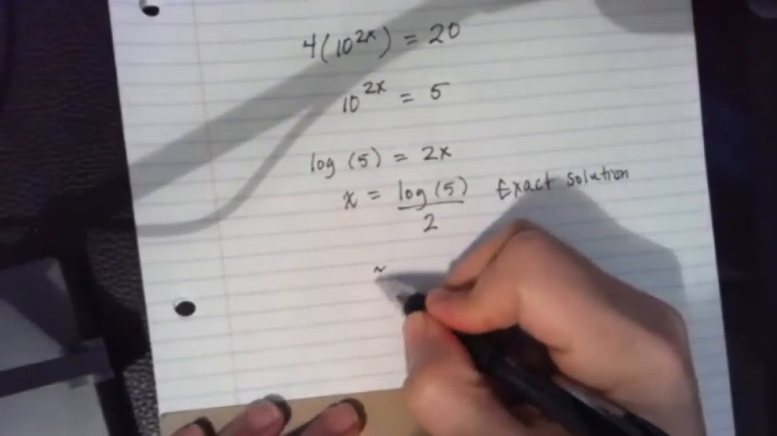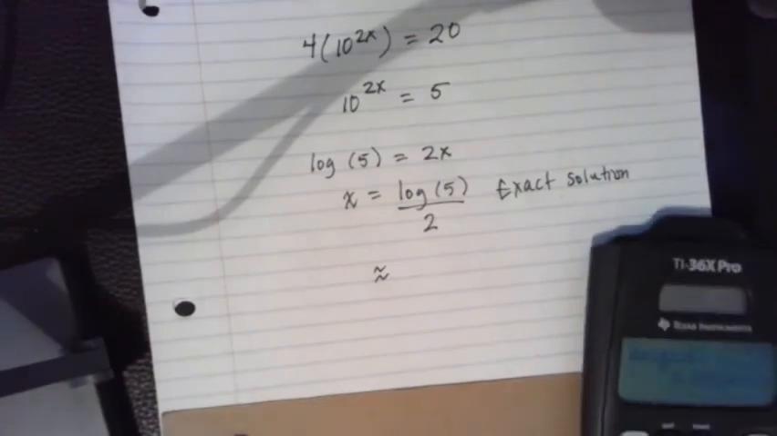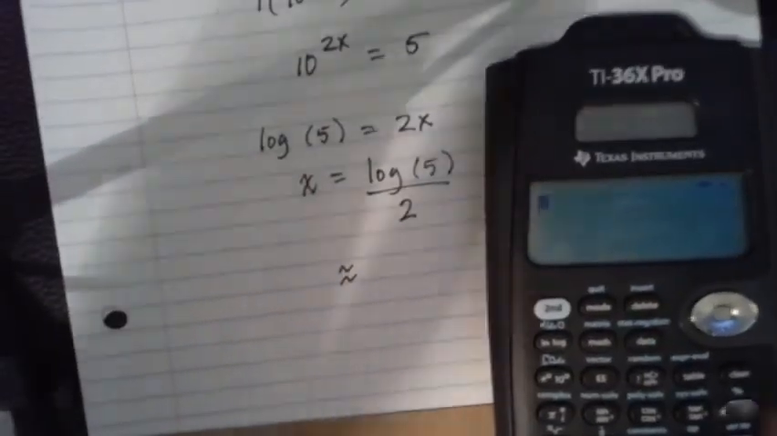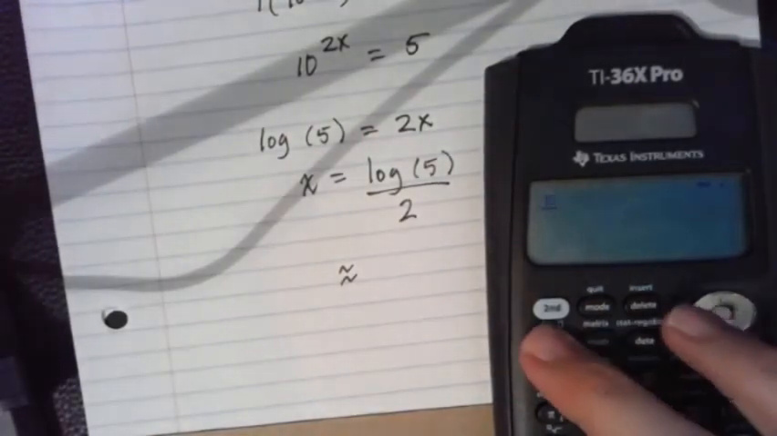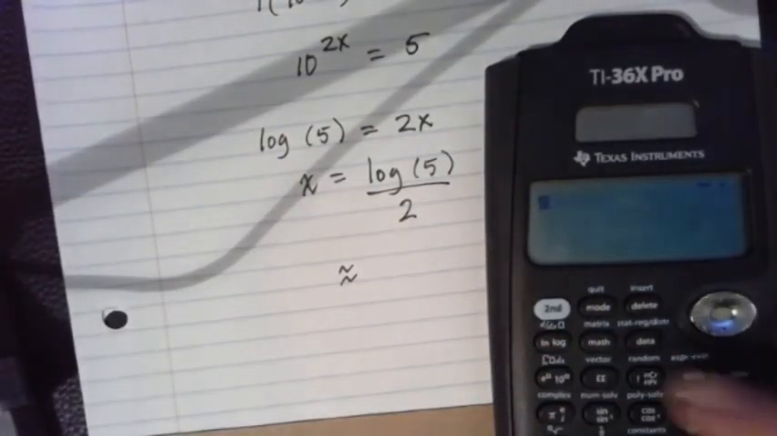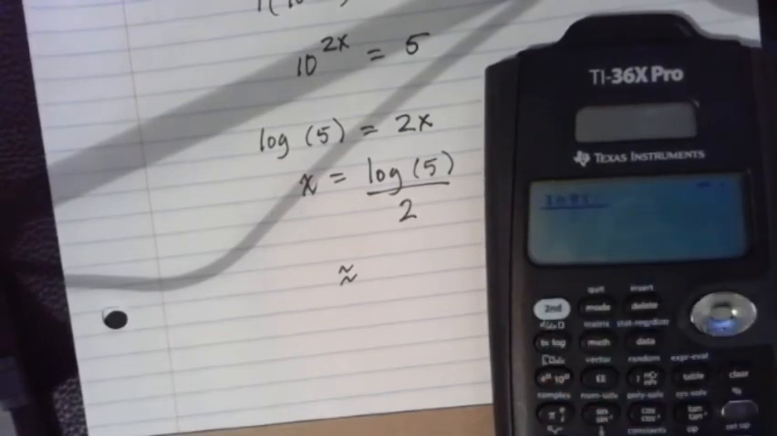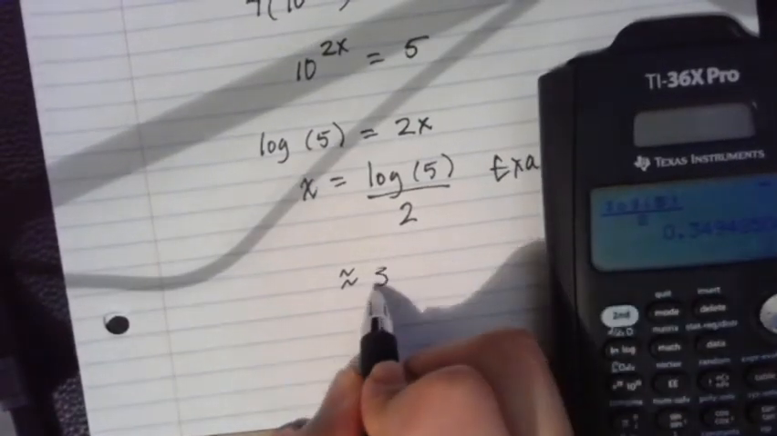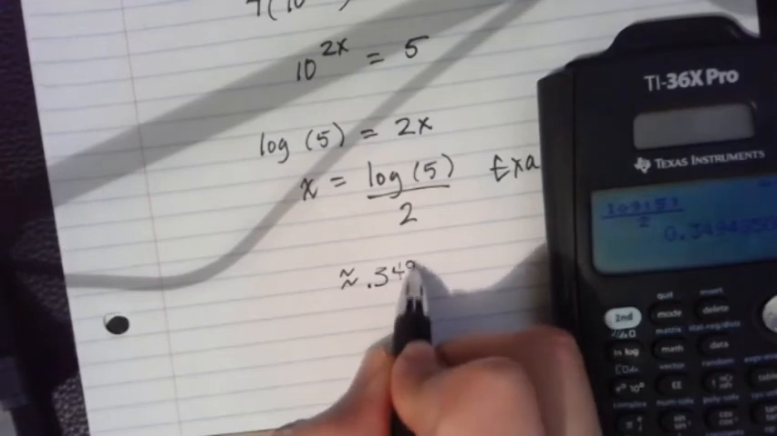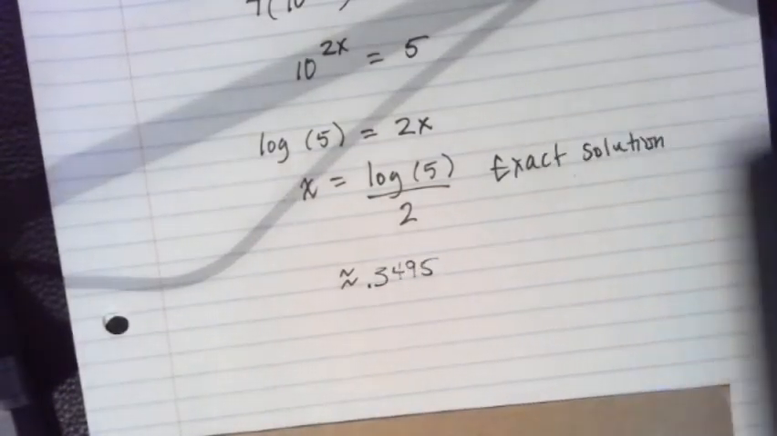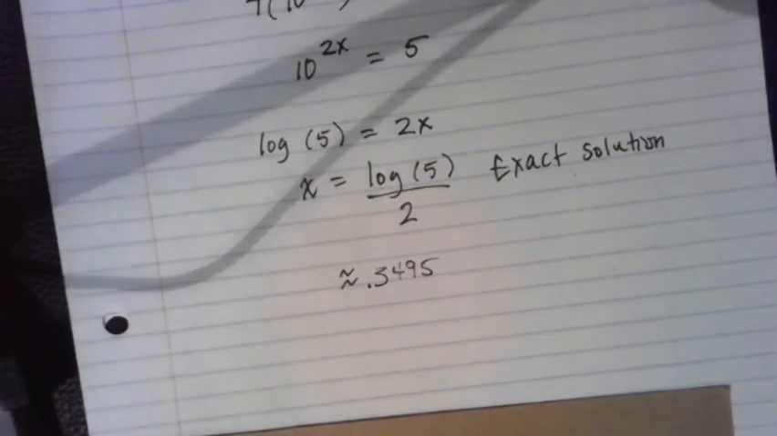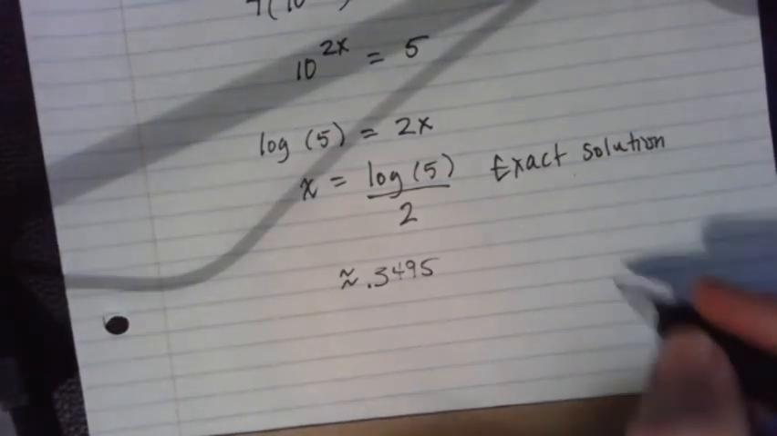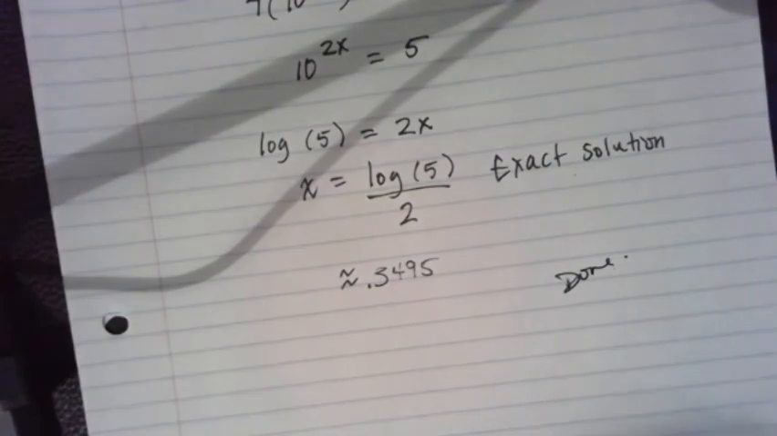If I wanted a decimal approximation, get my calculator. So log base 10 of 5 divided by 2, that is approximately 0.3495 if I'm going to use 4 decimal places. And we're done.